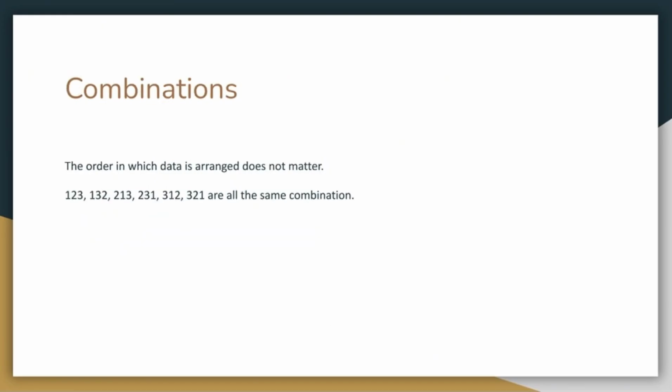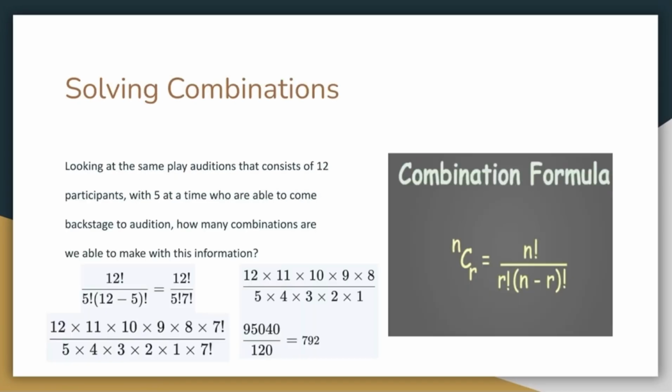Combinations: the order in which the data is arranged does not matter. So again, we have 1, 2, 3, 1, 3, 2, 2, 1, 3, 2, 3, 1, 3, 1, 2, 3, 2, 1. They're all the same combination. To solve combinations, you use the formula here on the right. If we look at that same play audition that consists of 12 participants with 5 at a time who are able to come backstage to audition, how many combinations are we able to make with this information?